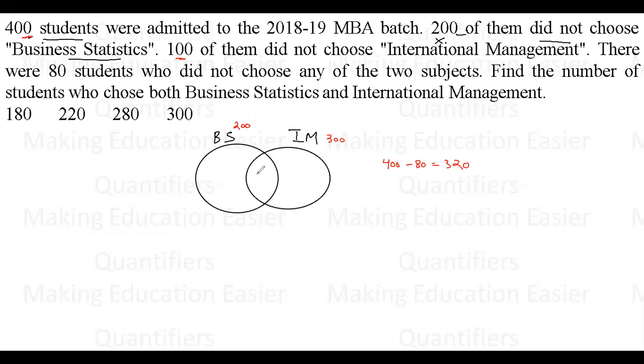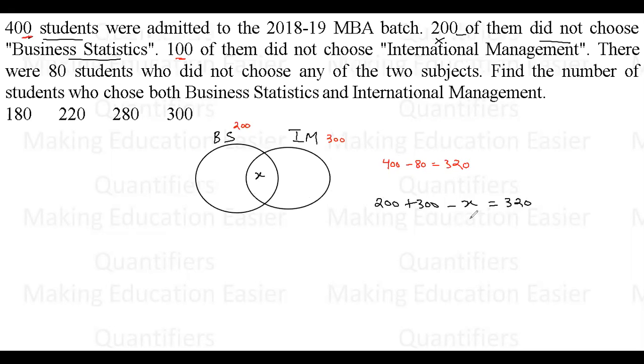So if I take the middle value as x, I can simply say that 200 plus 300, right? Adding two circles, 200 plus 300, and you can see the middle part is included twice. So subtracting it, this will be the total of the Venn diagram, right? And this total of the Venn diagram is given, which is 320.